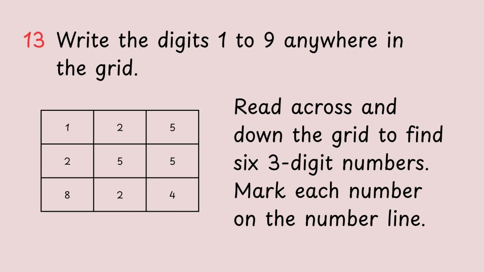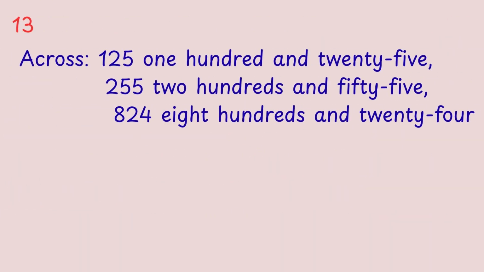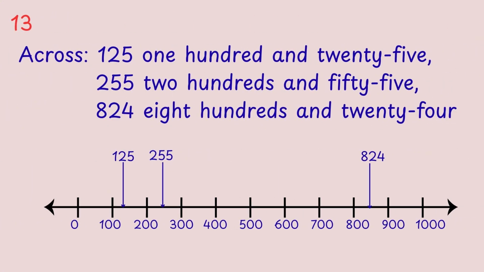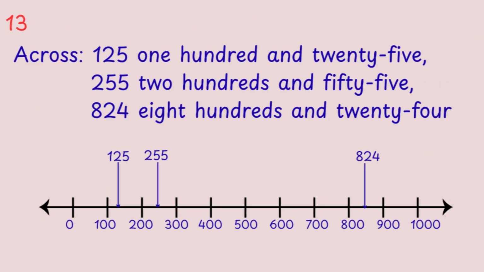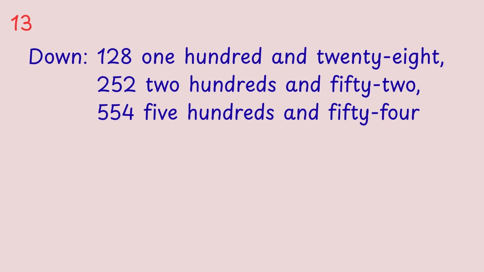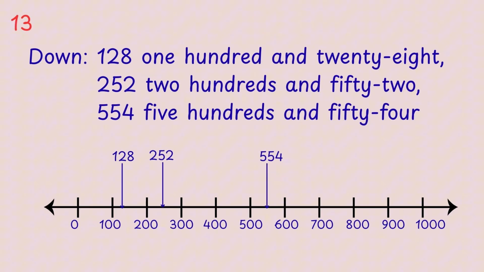Question 13. Write the digits 1 to 9 anywhere in the grid. Read across and down the grid to find 6 three-digit numbers. Mark each number on the number line. So, when we read across, that will be 125, 255, and 824. And we can mark on the number line. And when we read down, that will be 128, 252, and 554, and we can mark on the number line.